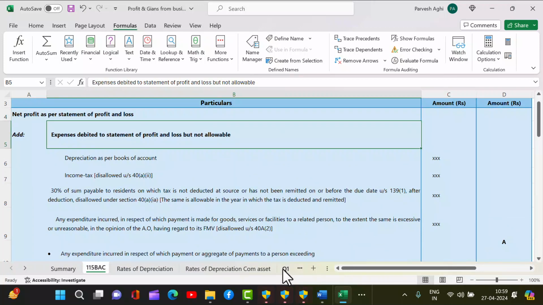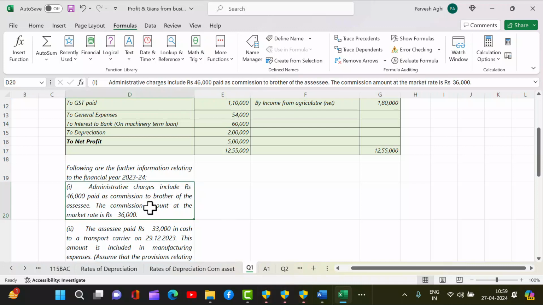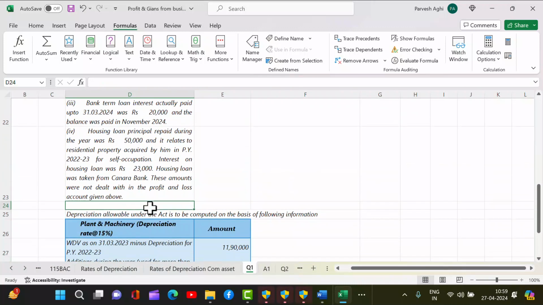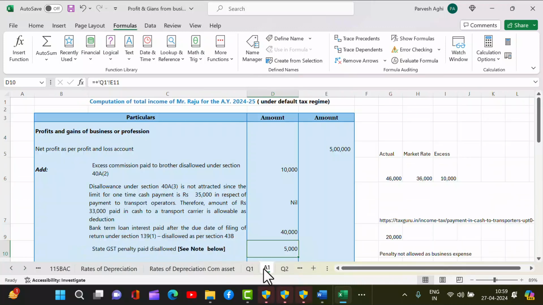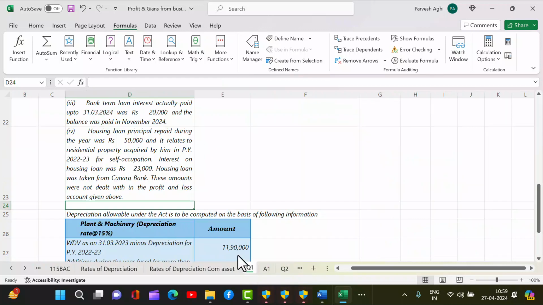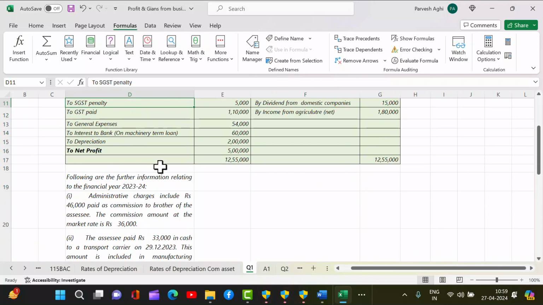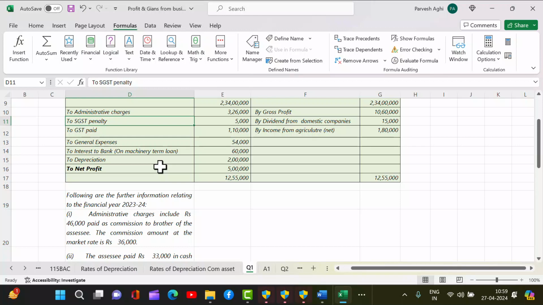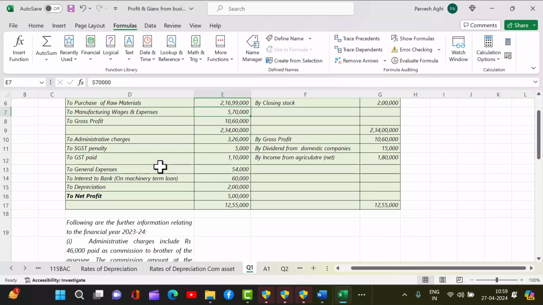So let's go back here in question 1, and let's go to the answer. Just read this. State GST penalty paid, disallowed. Now, if you look at the question, it is not there here, but it is here. SGST penalty 5,000. So you have shown this as an expense in your profit and loss account. So this will not be allowed.